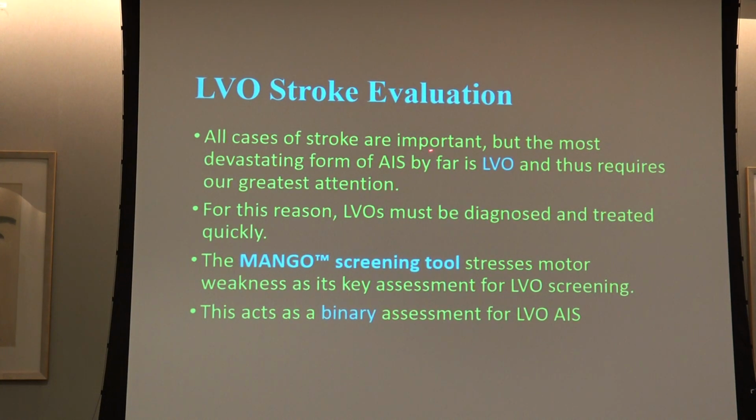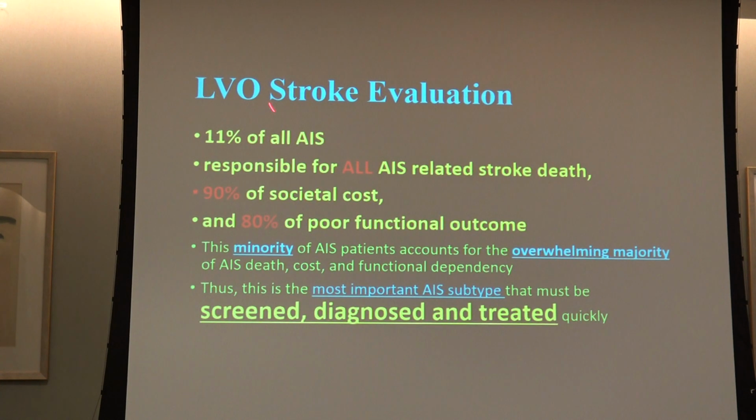Now, while all cases of ischemic stroke are important, by far the most important subtype is large vessel occlusion, and that's where we're going to be using the screening tool, the Mango screening tool. This acts as a binary tool to determine whether or not we have a large vessel occlusion. Now, large vessel occlusion is very important. Why? Because although it only accounts for about 11% of all acute ischemic stroke cases, it's responsible for all acute ischemic related stroke death, 90% of societal cost, and 80% of poor functional outcome.